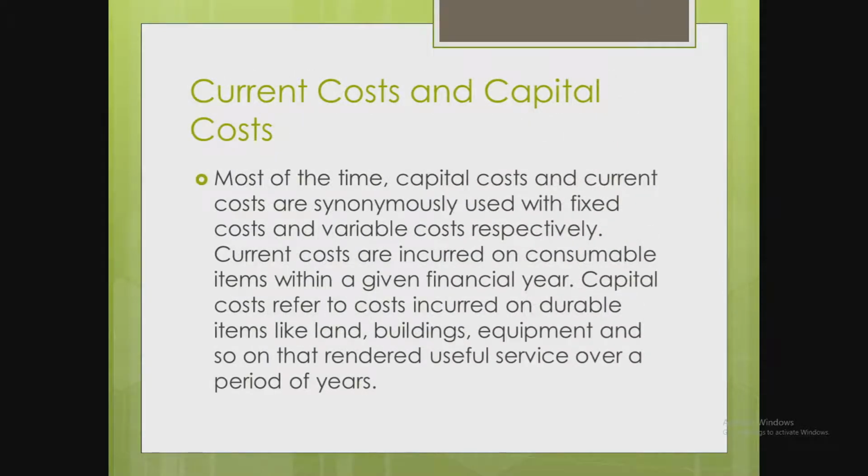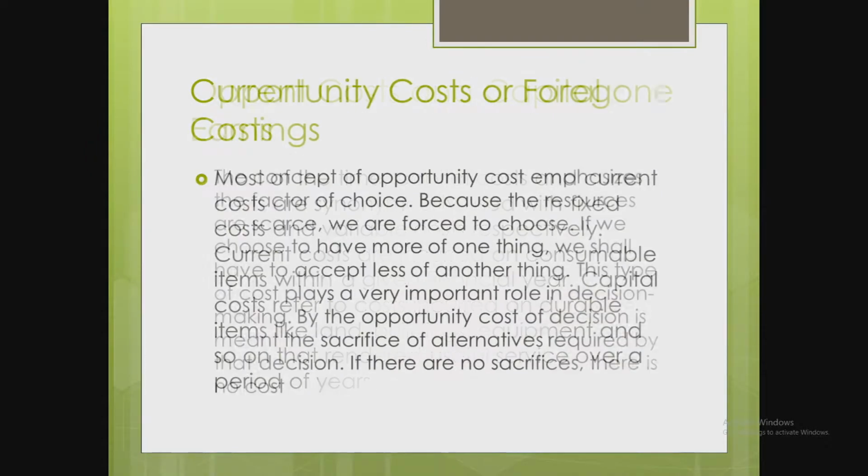Current costs and capital costs. Most of the time, the capital costs and the current costs are used synonymously with fixed costs and variable costs respectively. Current costs are incurred on consumable items within a given financial year. Capital costs refer to costs incurred on durable items like land, buildings, equipment, and so on that render useful service over a period of years.